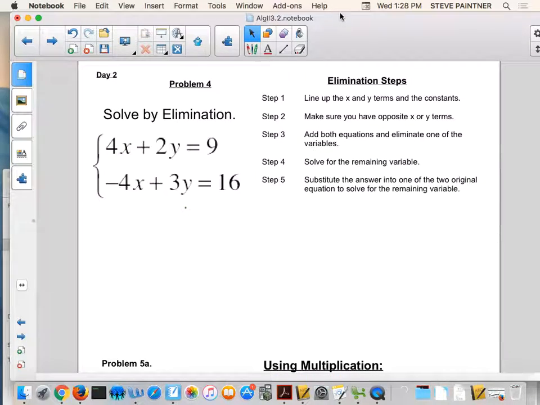2, 1. Here we go. Okay, so 3.2, day 2, here we come.